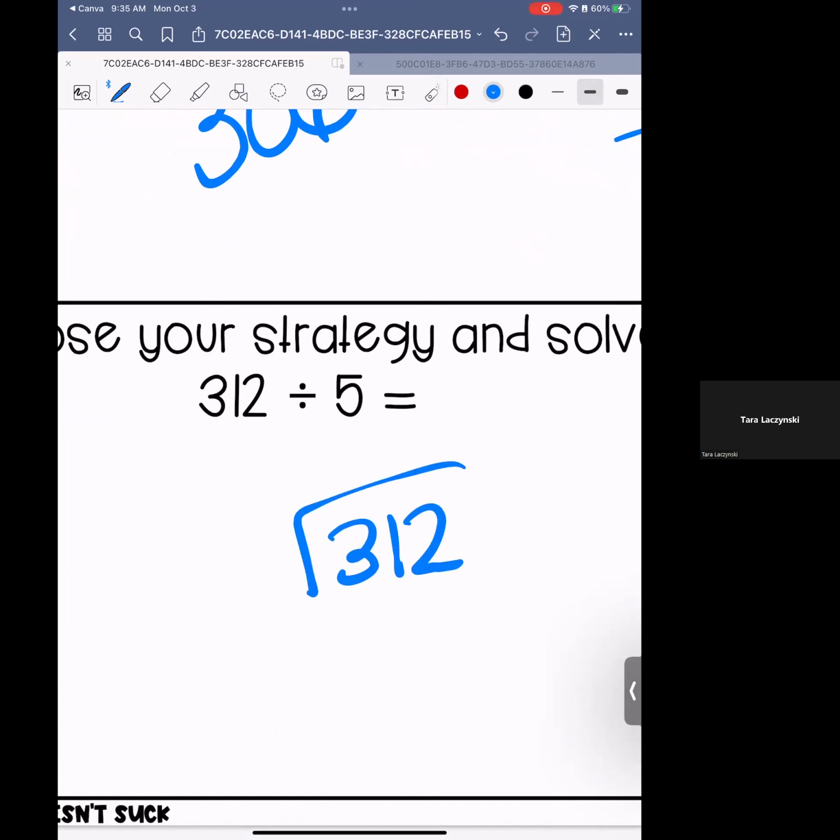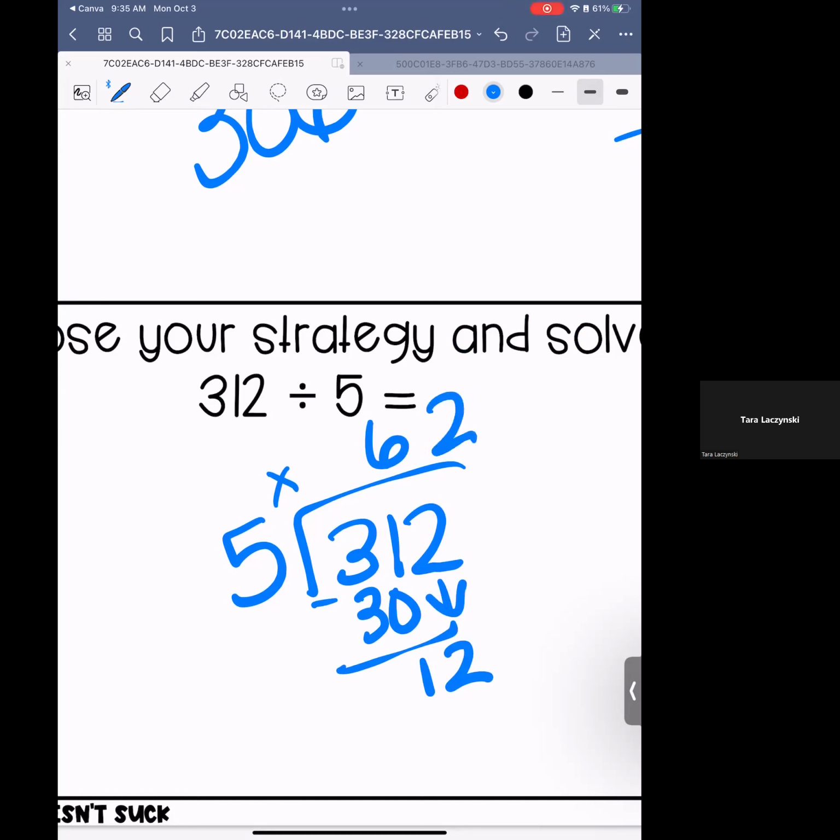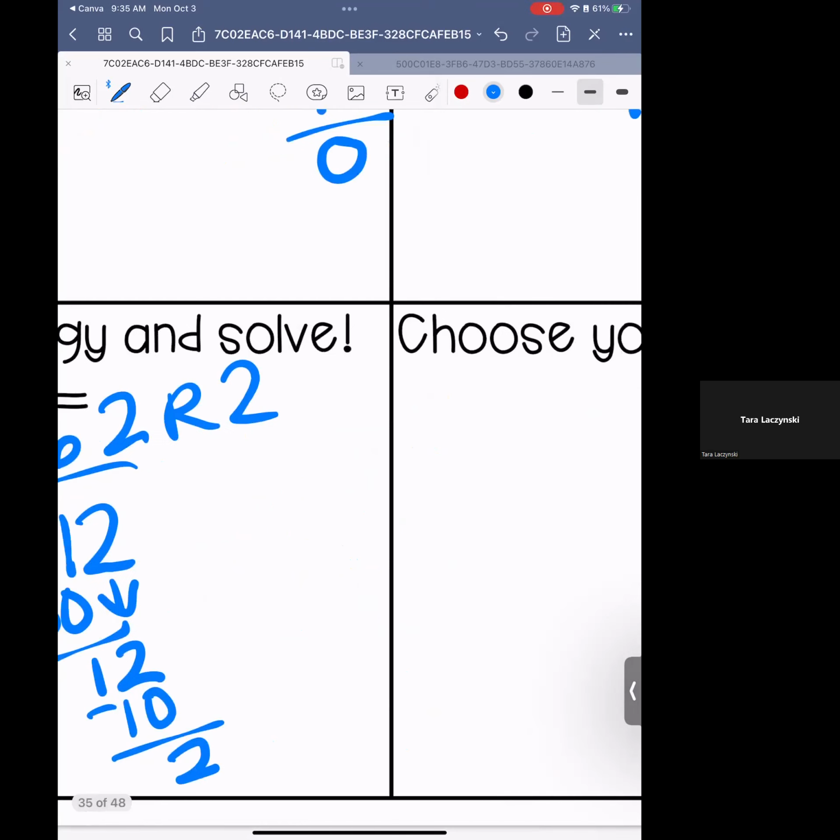312 divided by 5. 5 does not go into 3, but it goes into 31 6 times. 6 times 5 is 30. Subtract, I have a 1. Bring down my 2. 5 goes into 12 2 times, which gives us 10. 12 take away 10 is 2. 2 is smaller than 5, which makes it the remainder. 62, remainder 2. Last one for this page.